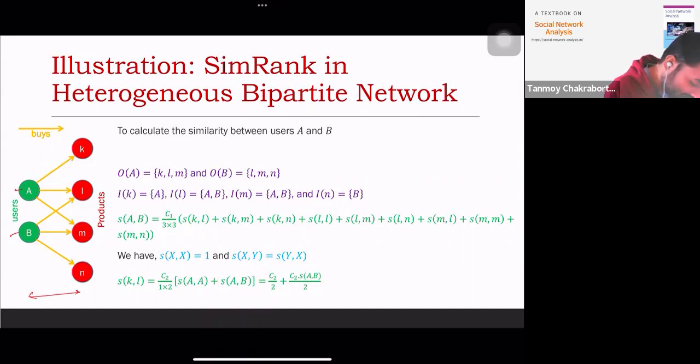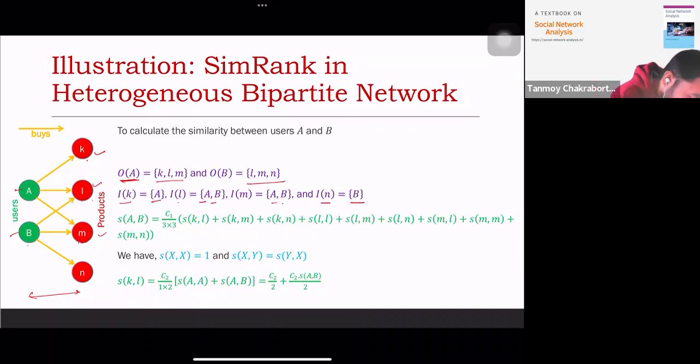So let's define the inward neighbors and outward neighbors. The outward neighbors of A are K, L, and M. The outward neighbors of B are L, M, and N. The inward neighbors of K is only A. The inward neighbors of L are A and B. The inward neighbors of M are A and B. And the inward neighbors of N is only B.